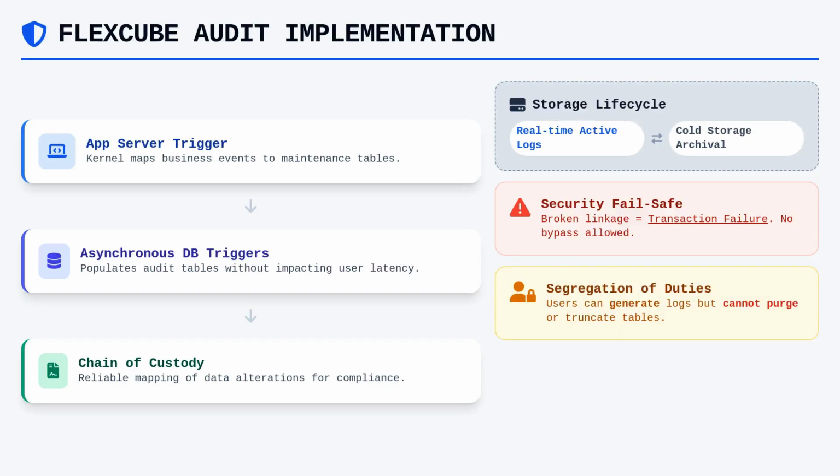We also examine how role-based permissions interact with the audit trail, ensuring that while users can generate transactional logs, they do not possess the privileges to purge or truncate the audit tables themselves. By segregating these duties, we satisfy the core principles of internal financial control that regulators expect within an Oracle FLEXCUBE implementation.